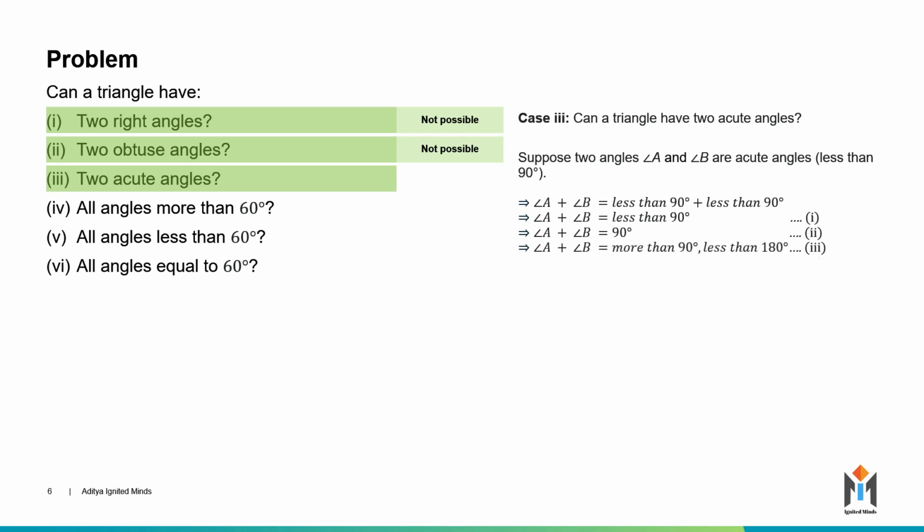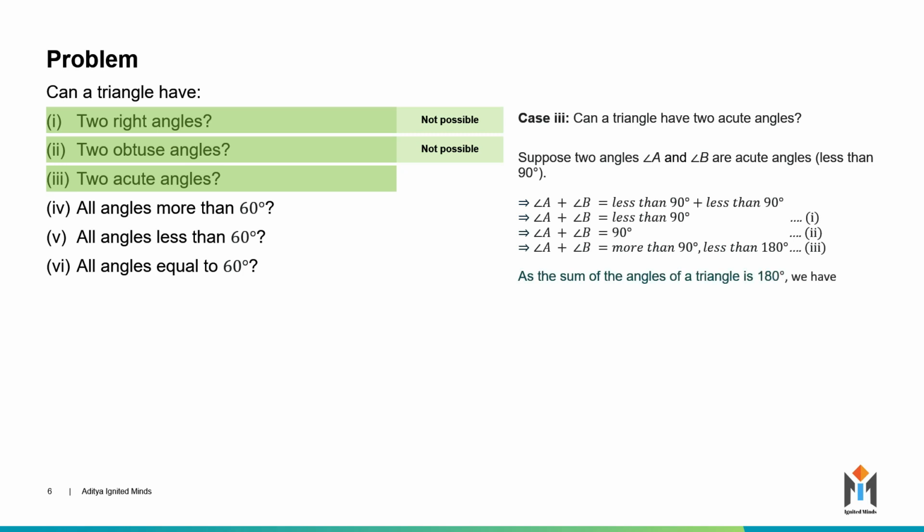There is also a third case possible, wherein if, let us say, angle A is 60 degrees and angle B is also 60 degrees, the sum of these two acute angles, 60 plus 60, would be more than 90 degrees, right? In this case it would be 120, which is more than 90 degrees. But obviously the sum would be less than 180. So these are the three subcases that are possible.